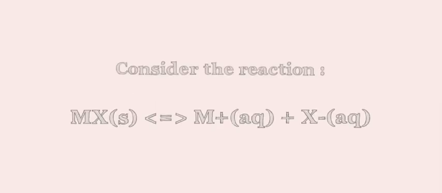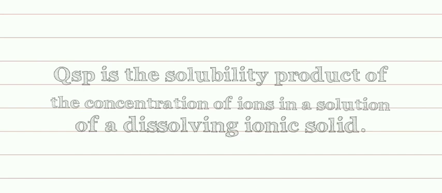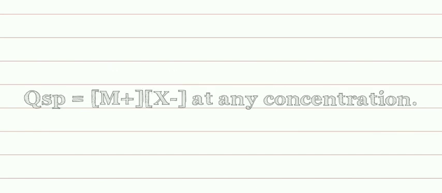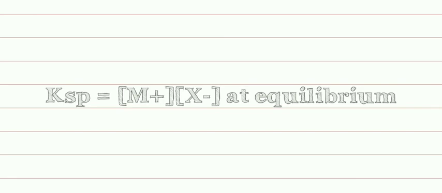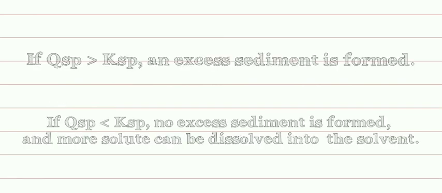Consider the reaction MX equals M plus X. QSP is the solubility product of the concentration of ions in solution of a dissolving ionic solid. QSP equals M plus X. At any concentration, KSP is the solubility product of the concentration of ions in solution at equilibrium with the dissolving ionic solid. KSP equals M plus X at equilibrium.